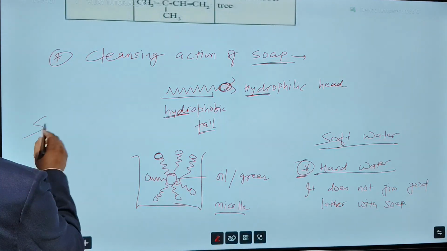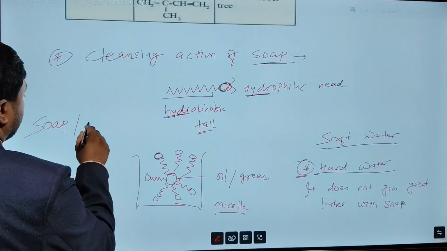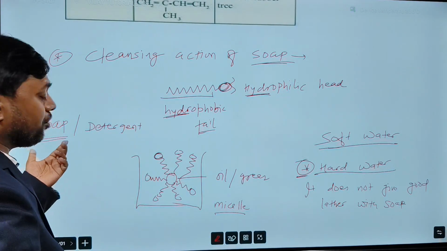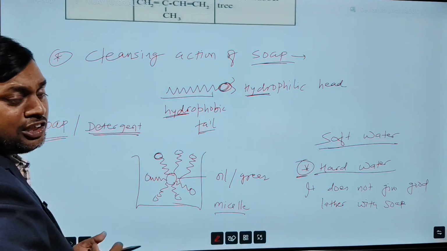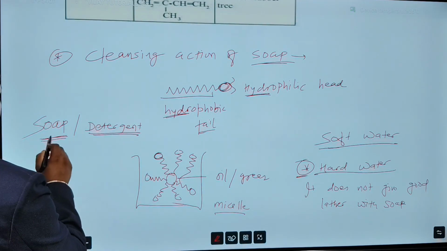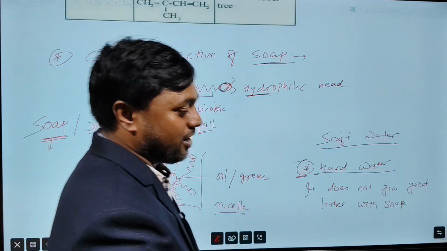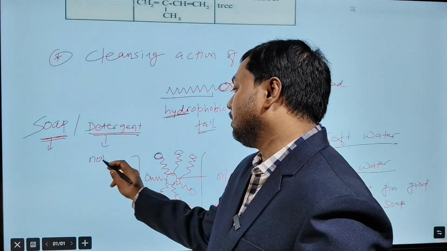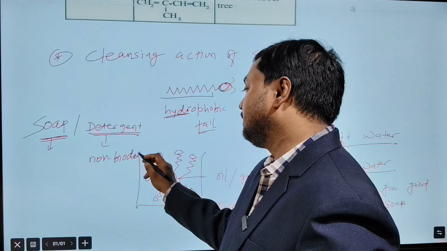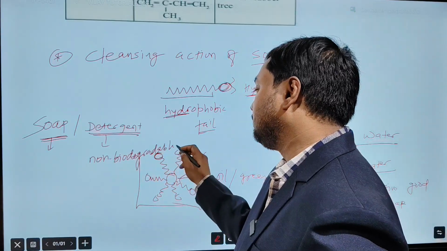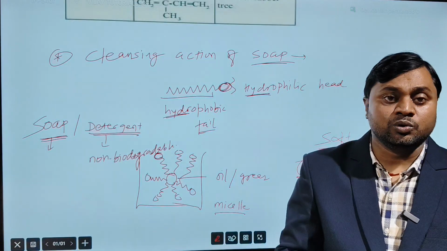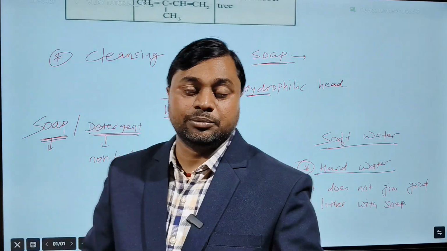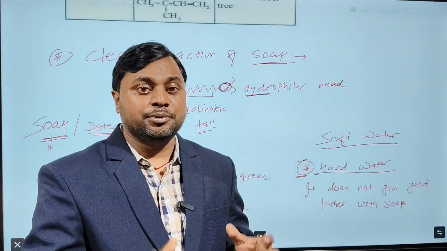They will also ask you the advantage of soap or detergents. Soap works well with soft water only, whereas detergents work well with hard water as well as soft water. Soap is biodegradable, whereas detergent is non-biodegradable. That is one disadvantage of detergent. Non-biodegradable means it is not environmentally friendly; it cannot be broken into small particles by microbes. I hope you understood all these concepts of organic chemistry, carbon compounds.